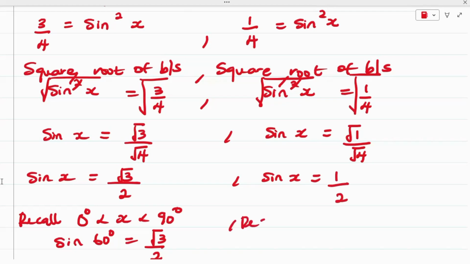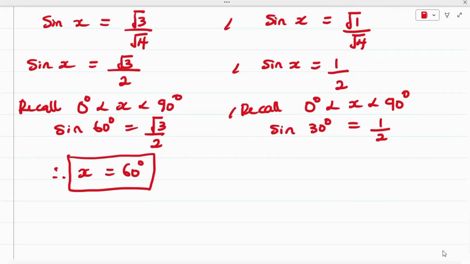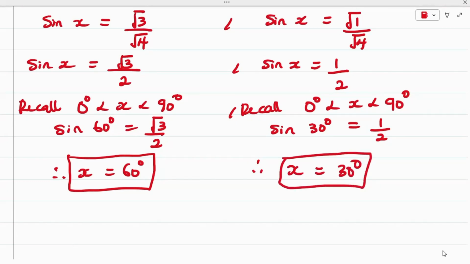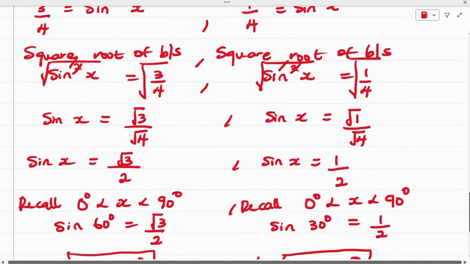So we want to recall that 0 degrees is less than x less than 90 degrees. And we know that sine 30 degrees is equal to 1 over 2. So since sine 30 degrees gives us 1 over 2, therefore x is equal to 30 degrees. So we have the two values of x. We have that x is equal to 30 degrees and x is equal to 60 degrees. So we have been able to find the values of x.